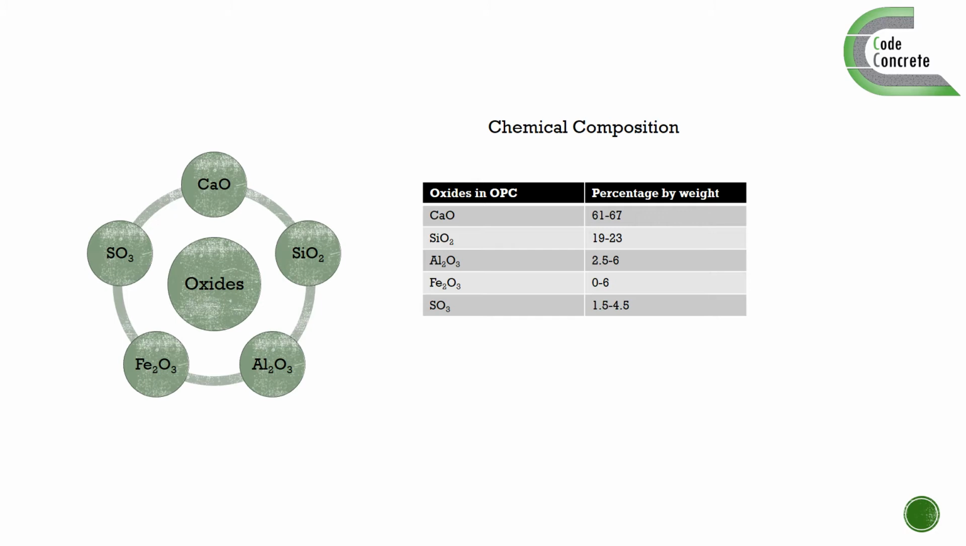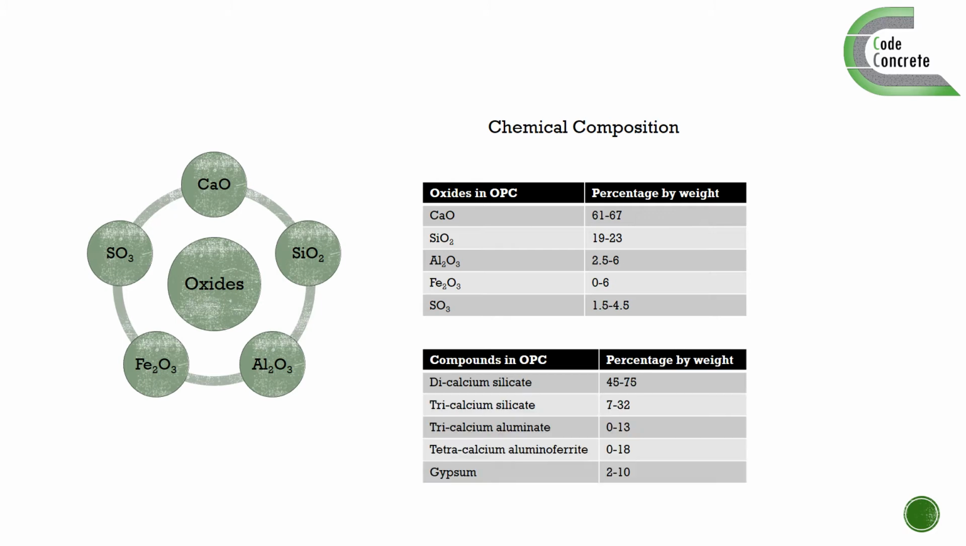The typical chemical composition range of compounds in ordinary Portland cement by weight is as follows. Dicalcium silicate ranges between 45 and 75%, tricalcium silicate ranges between 7 and 32%, tricalcium aluminate ranges between 0 and 13%, tetracalcium aluminoferrite ranges between 0 and 18%, and gypsum ranges between 2 and 10%.